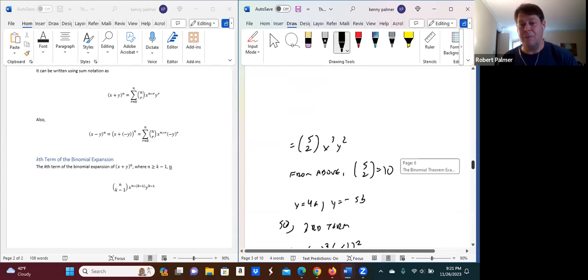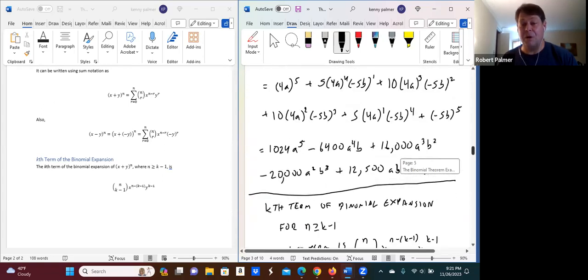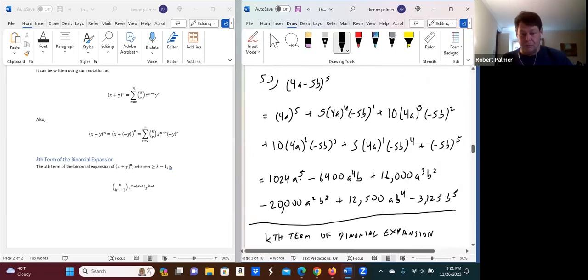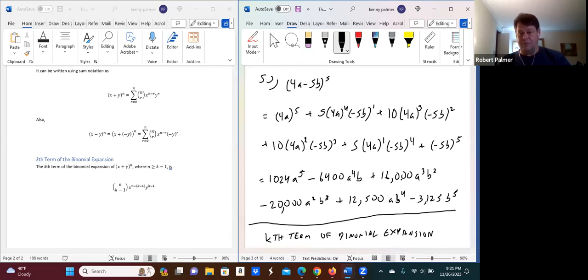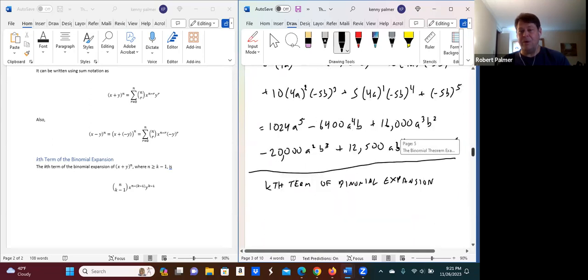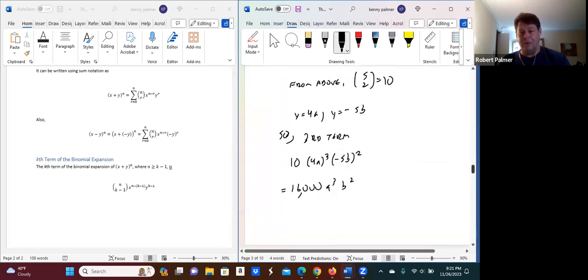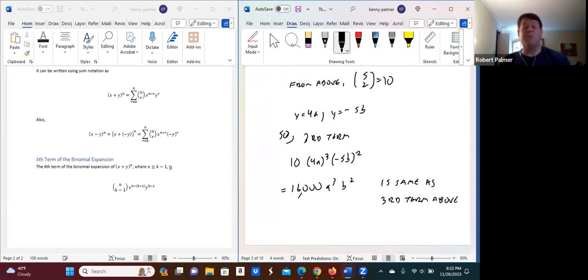And if we compare that to the third term above, and also remember what we mean by the third term, yeah, that's correct. So our third term is 16,000 a cubed b squared. And we got, yeah, so this agrees. This is the same as the third term above. So sometimes you may just want to find one particular term and don't want to find the entire expansion.